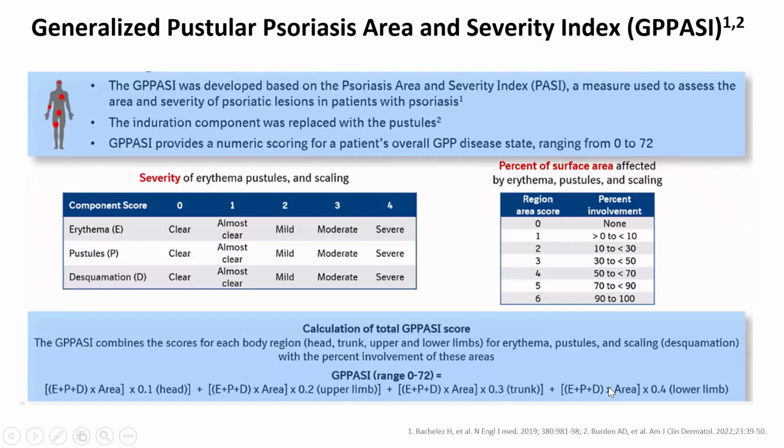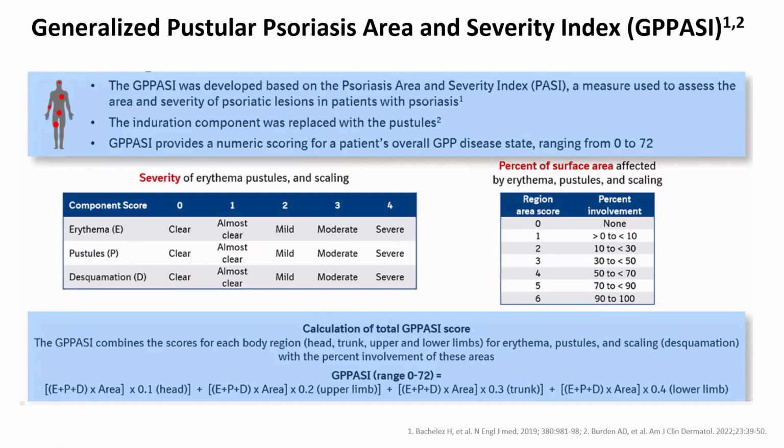What about Generalized Pustular Psoriasis Area and Severity Index, or GPPASI? This is a little bit more complicated, but it's not difficult to do. It's actually adapted from PASI, but modified for GPP, and the thickness is replaced with pustule score. So similar to PASI, it assesses first the extent of involvement, where the score ranges from 0 to 6, depending on the percentage of involvement.